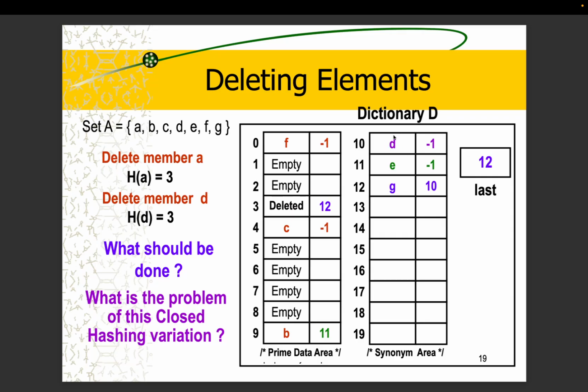This is essentially wasted space. And that's the problem of this closed hashing variation. Any deleted element in the synonym area is considered deleted space.